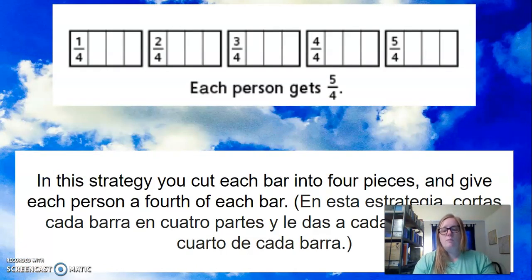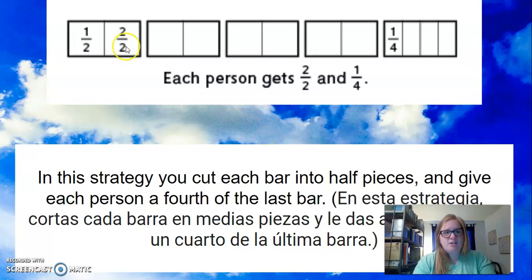Okay, so we have a number of strategies in order to solve that problem. In this strategy, you can cut each bar into 4 pieces and give each person 1/4 of each bar, right? Because I have 1, 2, 3, 4, 5 bars and 4 people. So let's say I've got myself, Malia, Ella Grace, Josiah, and Noah. And so then this piece would be for me, this piece would be for Ella Grace, this piece would be for Noah, this piece would be for Josiah. And then you go like that.